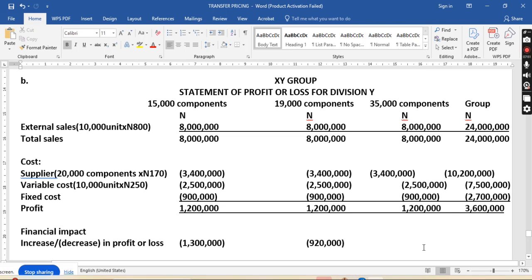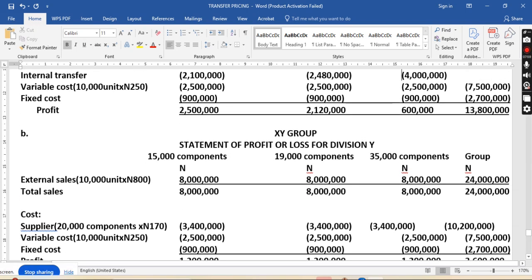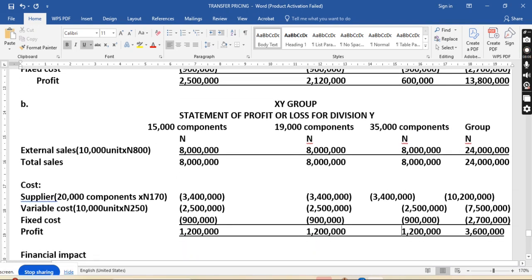Now, you compare this again. Do you have any increase or decrease in the profit as a result of not transferring internally? Now, you can see the profit here is 600,000. Then the profit here, when there is no internal transfer, the profit increases. What is the difference? What is the increase?